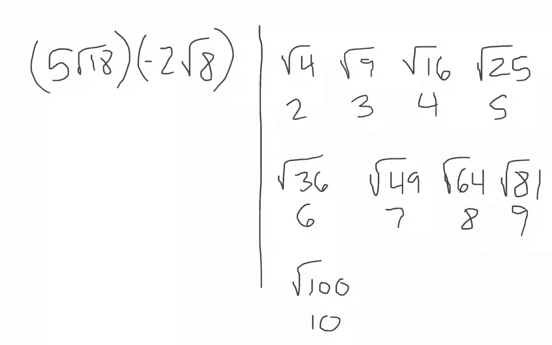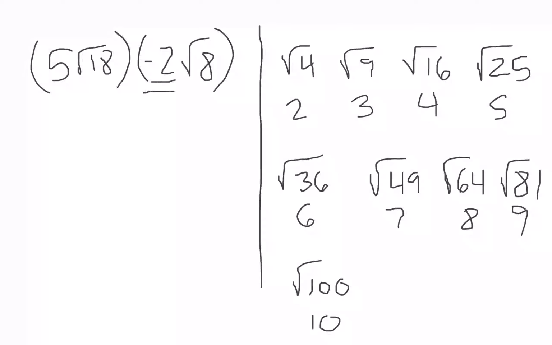In our final example, we have 5 radical 18 times negative 2 radical 8. And don't worry about these parentheses that you see. They're just there to show you it's multiplication. And the other reason they're there is because of that negative 2. If you didn't have the parentheses around, it would look like subtraction, and we'll learn about that later.